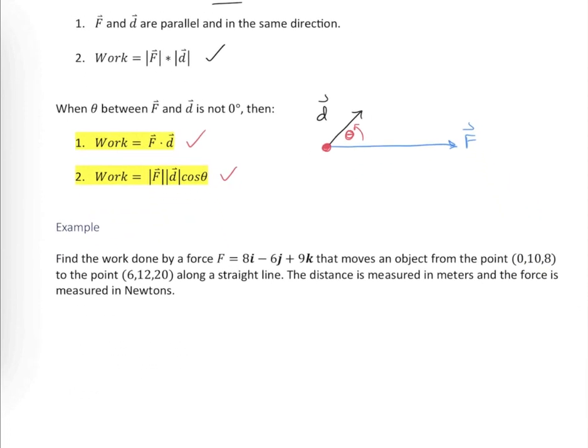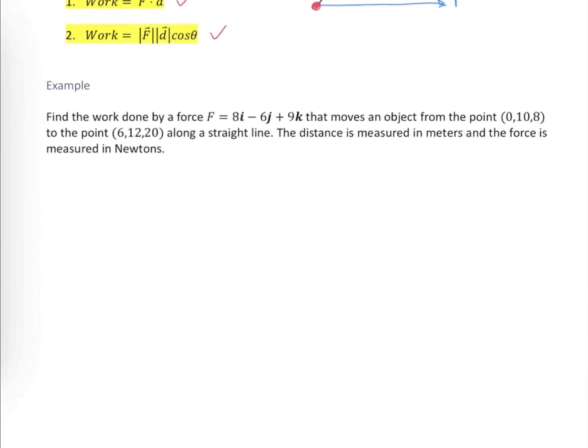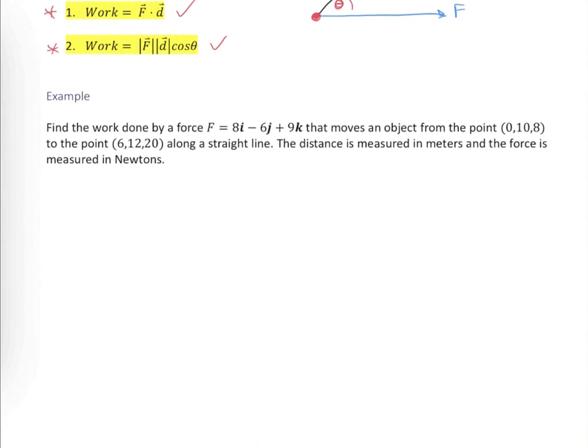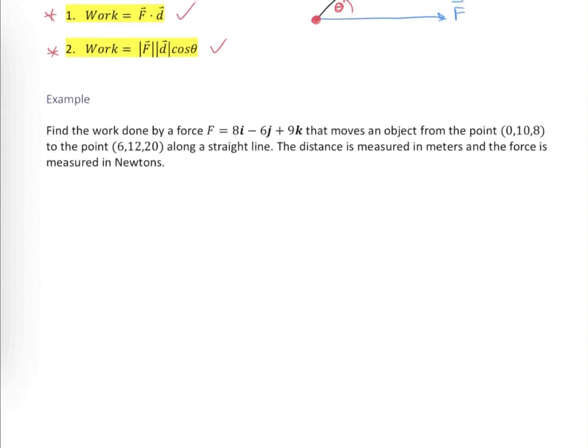So here we have an example, and we'll draw out the situation first to determine which of these two formulas is going to be most appropriate for us. Find the work done by a force, and here's our force vector. Now this is a little bit of a typo. This should have a vector hat on top of it, or if it doesn't have a vector hat, it should be written in boldface. So let's go with the boldface notation, because these other vectors are written with that boldface notation.